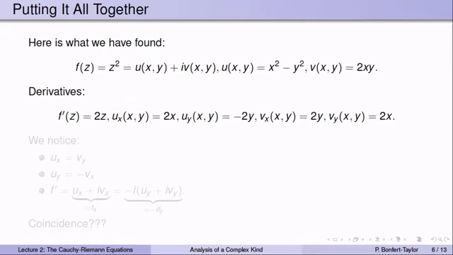Let's summarize what we have found. We started with the function f of z equals z squared, which we broke up into a real part u and its imaginary part v. u was x squared minus y squared, v is 2xy. And then we found all kinds of derivatives. The derivative in the complex sense of f was 2z.